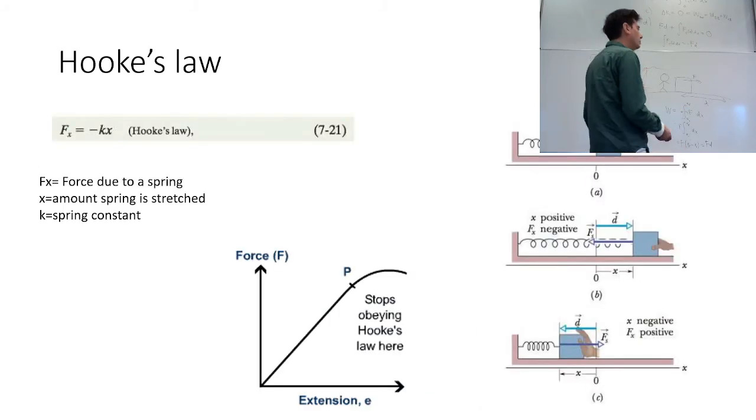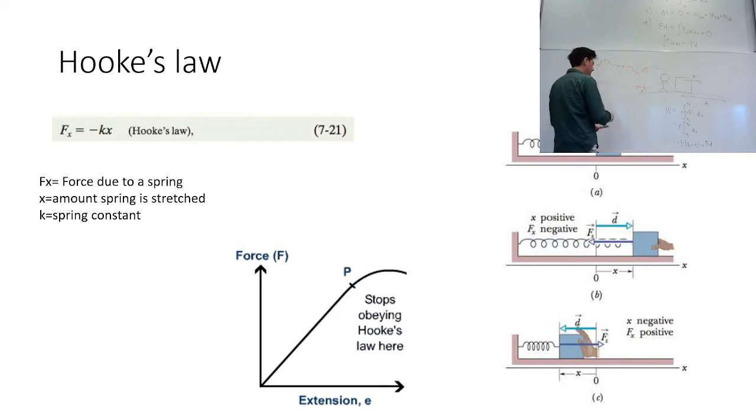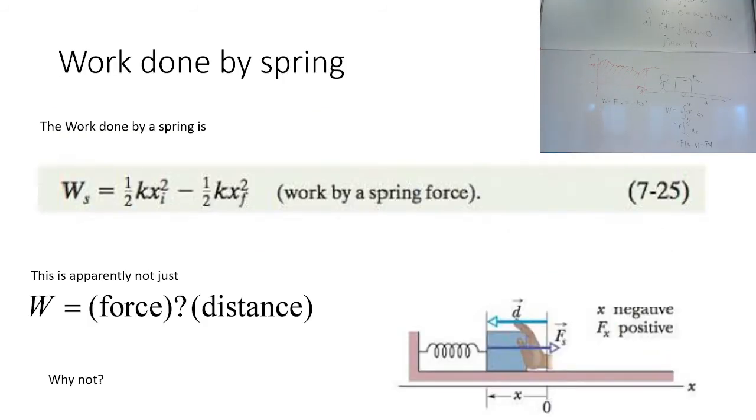Like, if I did force times distance, it would be something like, well, in this case, the distance is x, right? Force times distance would be minus kx squared. Okay, it's something like that, but it's got a half there. So, how do I get that half? Why is it a half?